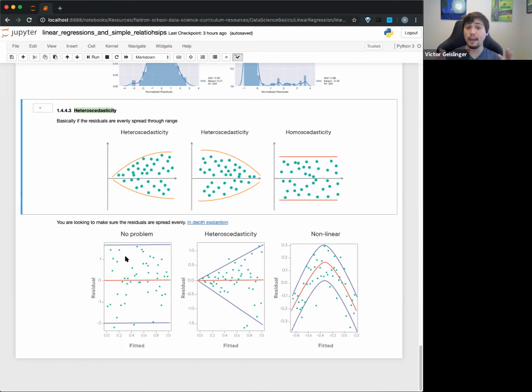If you start seeing a pattern in that distribution of residuals, like there are really high ones as you increase your feature, then it's like, okay, maybe there's some other thing going on here that my linear regression line is not going to pick up.